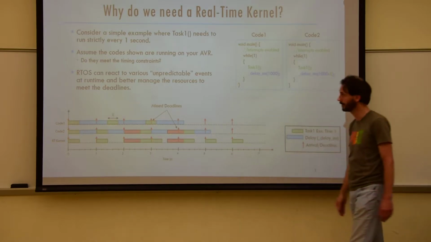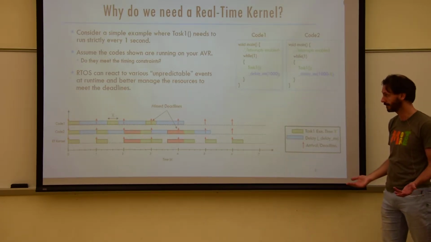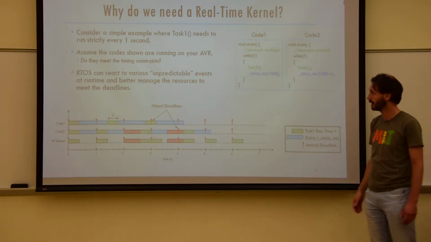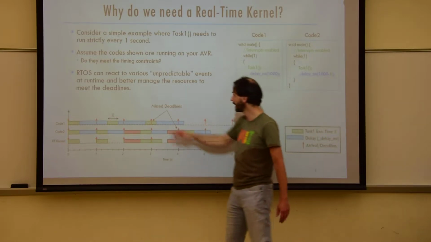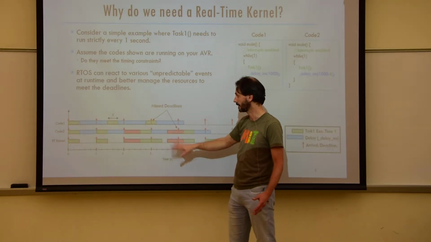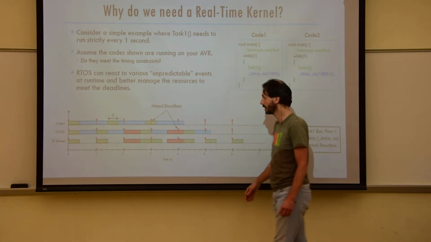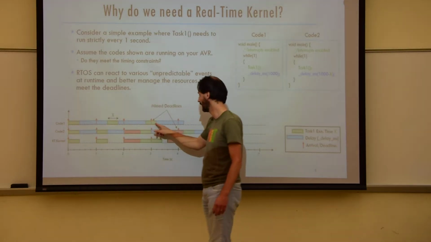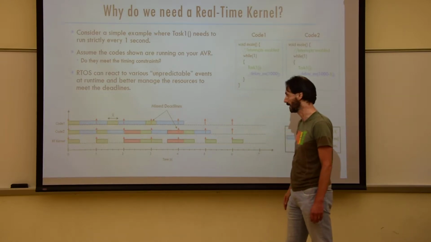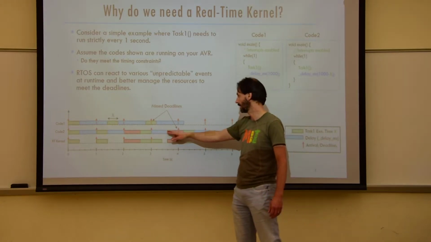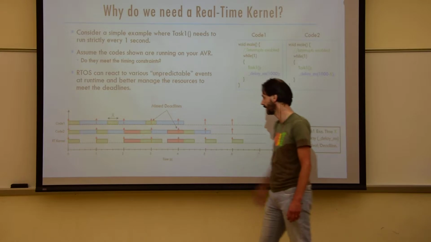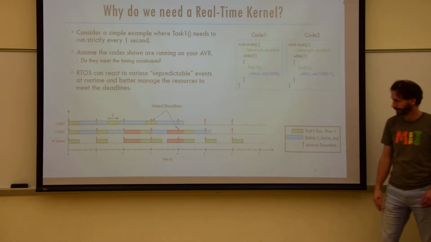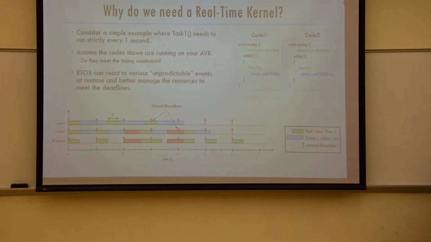The RTOS can react to various unpredictable events at runtime, and better manage the resources to meet those deadlines. And in this example, we notice that there are these executions, but if it starts too late, you will have a missed deadline. And for code 2 here, you would have the missed deadline over here. So you need to be very careful.